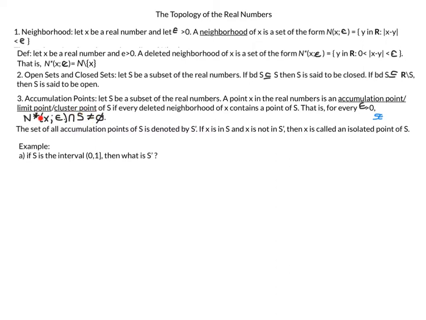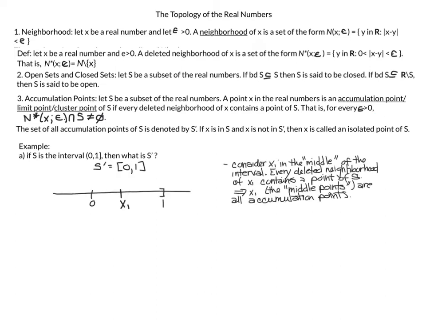So in other words, you can get arbitrarily close to S if it is an accumulation or a limit point. So our first example, if S is the half-open interval [0, 1), then what is S prime, the set of accumulation points? If we consider some point, x1, sort of in the middle of the interval, then every deleted neighborhood of x1, and remember the deleted neighborhood is a neighborhood around x1 where you actually delete x1. So it's all the points around x1, not including x1.